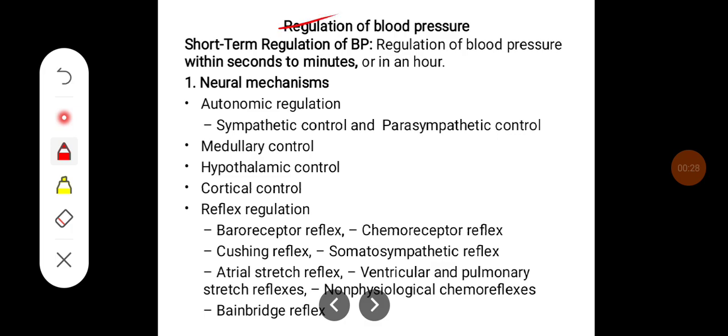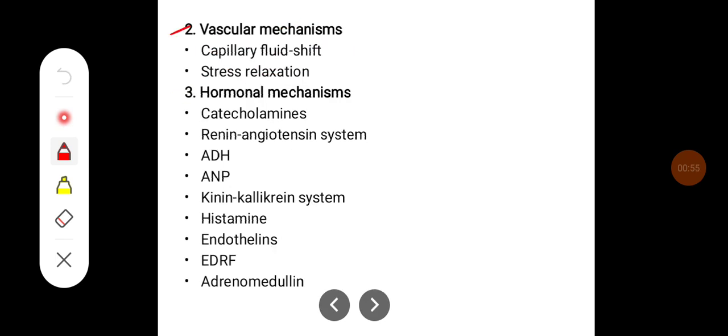Blood pressure is regulated normally by short-term mechanisms, intermediate mechanisms, and long-term mechanisms. Here we'll be learning about the short-term regulation and intermediate regulation of blood pressure. Regulation of blood pressure within seconds to minutes or in an hour is called short-term regulation. There can be neural mechanisms, vascular mechanisms, and hormonal mechanisms.